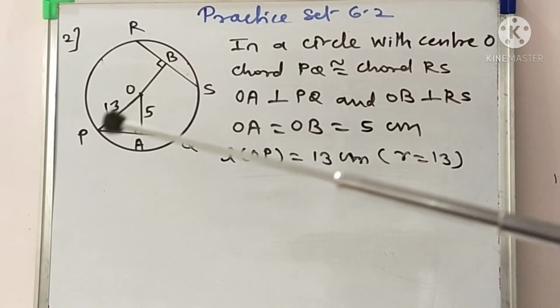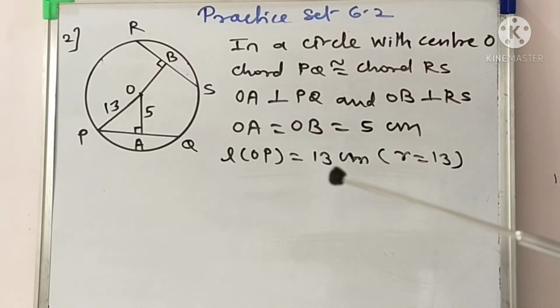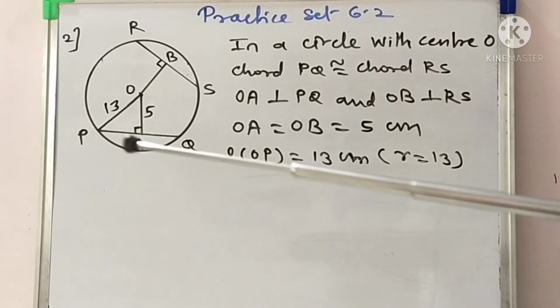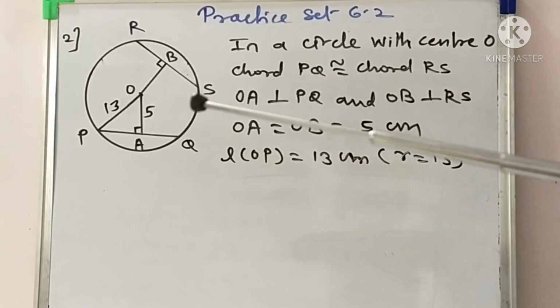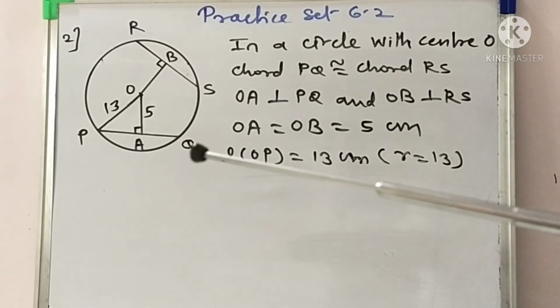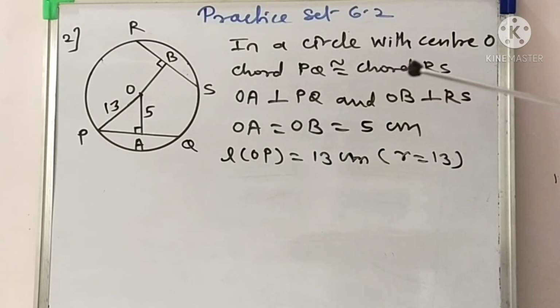As we join OP, which is the radius of the circle, it is given as 13 centimeter, and we have to find the lengths of the chords, which means we have to find PQ and RS. As we find any one chord, the other chord is the same as the previous one, which means as we find PQ, it is equal to RS.